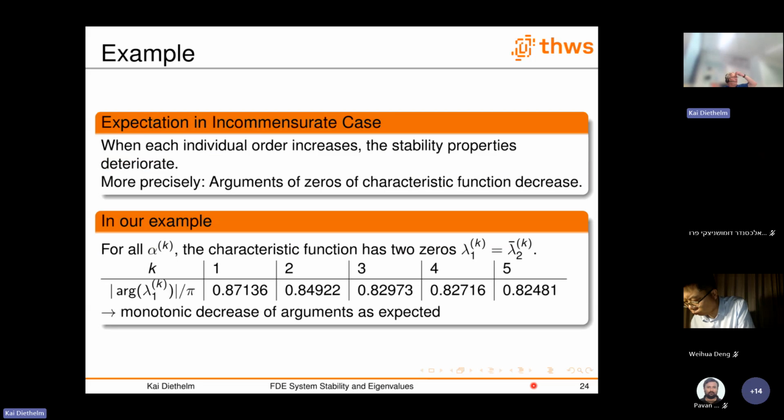In our example, the characteristic function has 2 zeros for all our alpha values, and one of them is a complex conjugate of the other, and here is their argument. And you can see, indeed, this is decreasing. This seems to decrease as expected.